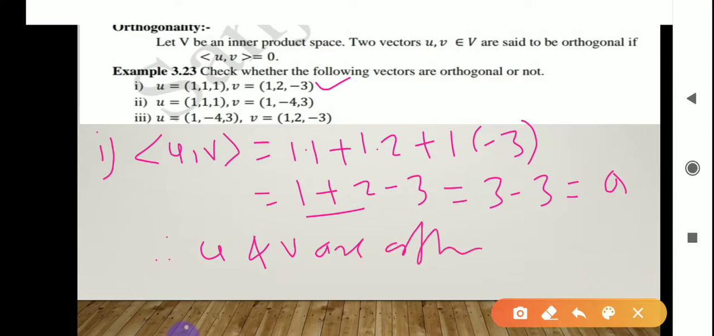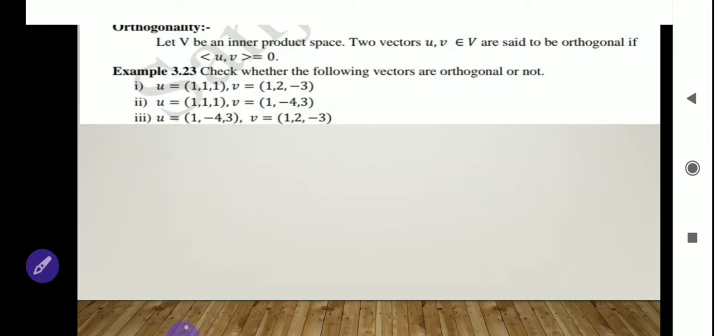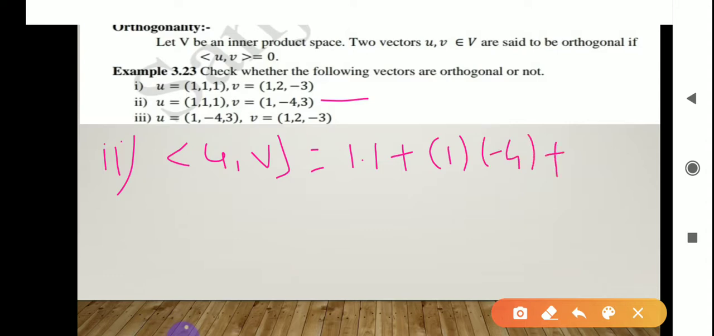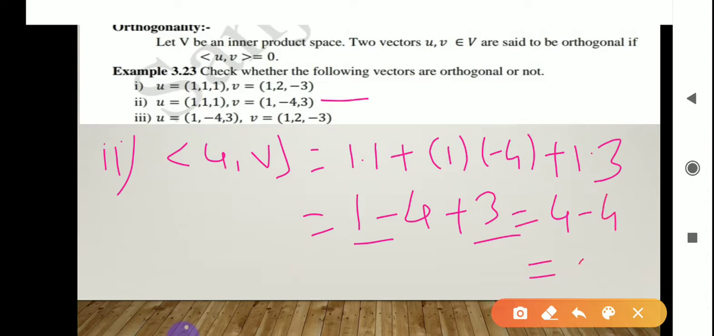orthogonal. Then the second one, how to solve it? For solving the second problem we again have to find the inner product of u and v. So the inner product of u, v is 1 into 1 plus 1 into minus 4 plus 1 into 3. So this is 1 minus 4 plus 3. 3 plus 1 is 4, and 4 minus 4 is equal to 0. So here also the inner product of u, v equals 0, so we can say that u and v are orthogonal.